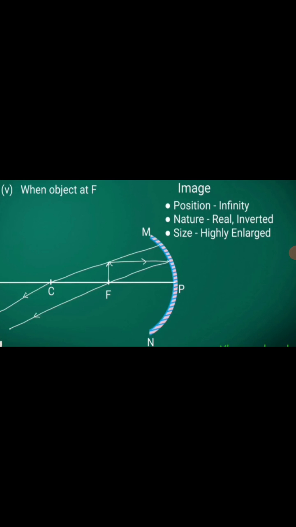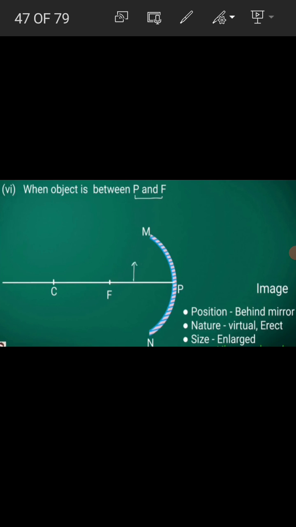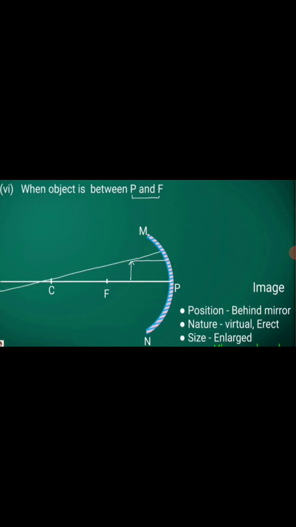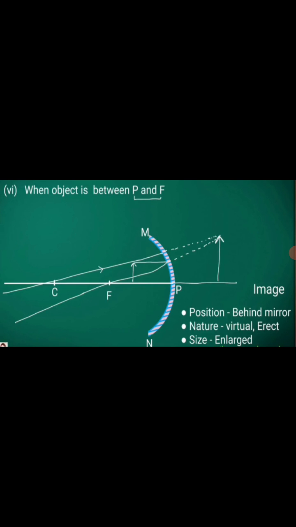Therefore, I can say the position of the image is at infinity, and the image formed is a real and inverted image. Okay. Now, let us see the last condition, that is the sixth condition, when the object is placed between P and F. So, here also, what is the condition? A light ray has to pass parallel to the principal axis, and one of the light rays has to pass through the center of curvature. So once it is parallel to the principal axis, it has to pass through the principal focus. Now both the light rays are not meeting, isn't it? Now we will extend that in the opposite direction. Both are meeting, but it is behind the mirror.